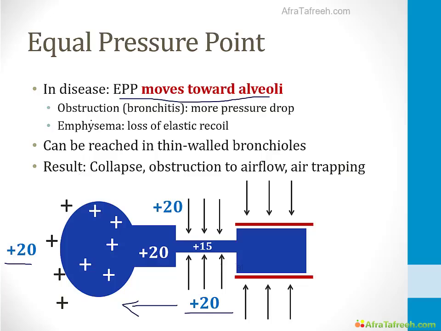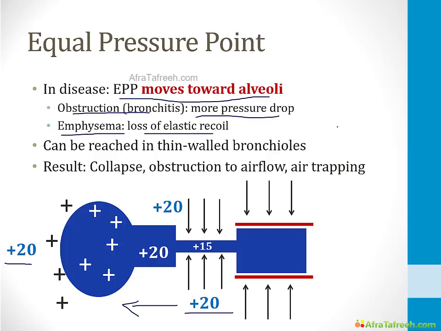This can happen in patients who have airway obstruction, like from bronchitis. We'll talk about that in a minute, but the pressure drops more rapidly there, so it goes from 35 to 0 more quickly, and therefore the equal pressure point occurs closer to the alveoli. This can also happen in emphysema because there's a lack of elastic recoil.